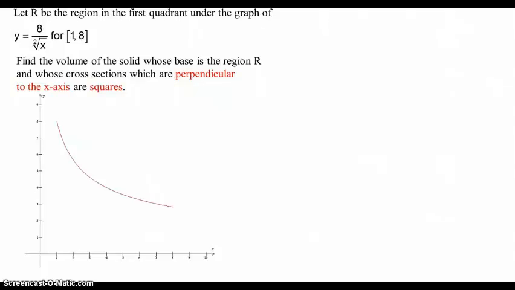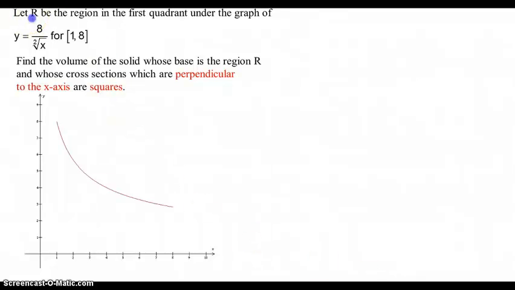In this lesson, we're still going to talk about volumes, and we're still going to talk about volumes that are found by using regions in the plane. But when it comes to cross sections, we don't revolve anything around a line in the plane.